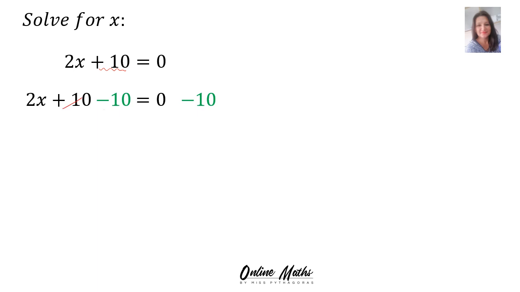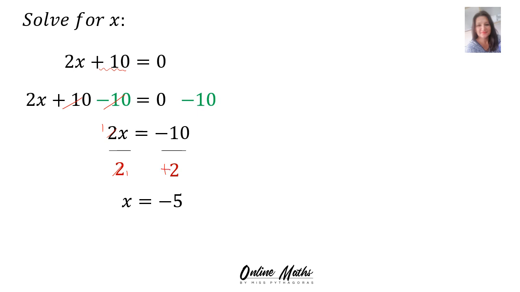Then 10 minus 10 will cancel, and on the left hand side I'm left with 2x, and on the right hand side 0 minus 10 is -10. Now I want to solve x, so the 2 is in the way. I get rid of the 2 by dividing both sides by 2, and then I can say 2 goes in itself once, 2 goes in itself once, and on the left hand side I'm left with x. And on the right hand side, if there's no sign in front of the 2, there's an invisible plus.